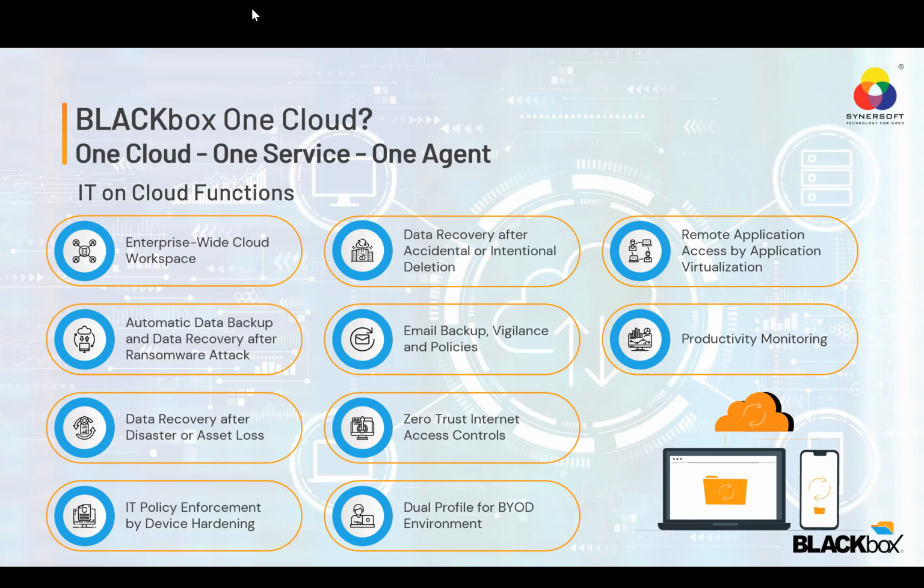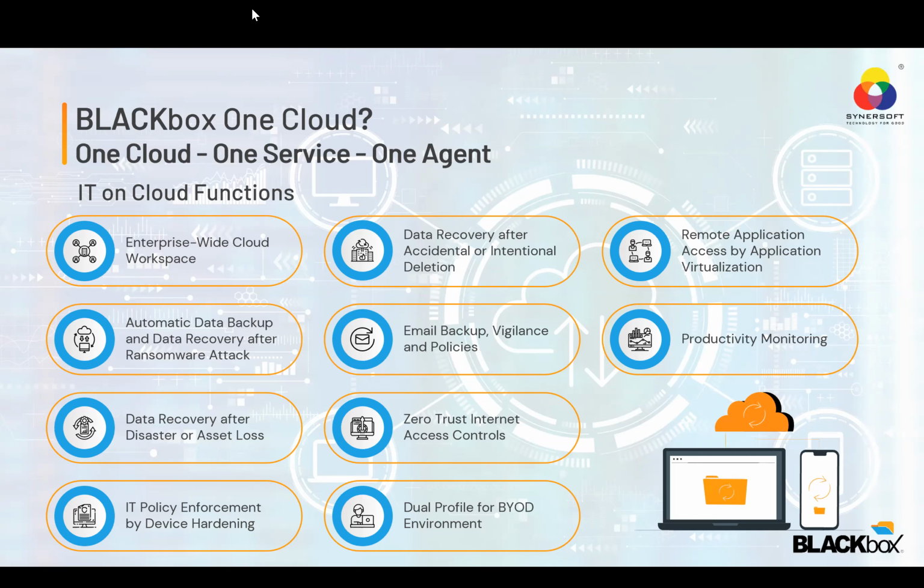So when we talk about BLACKbox OneCloud, it is one agent, one service, and one cloud. All these functional objectives can be achieved by a single agent, single service, and single cloud. First, BLACKbox provides you an agent, and that agent is a device hardening agent for forced data centralization. It is also an automatic backup agent. It is also a remote application access agent. It is also a VPN client agent, and it is also an endpoint control agent.